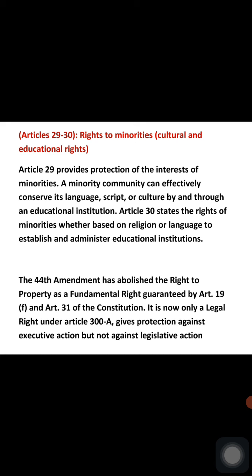The 44th Amendment has abolished the right to property as a fundamental right guaranteed under Article 19 and Article 31 of the Constitution. It is now only a legal right under Article 300A. It gives protection against executive action, but it is not against legislative action, it is just the given protection to the executive action only.